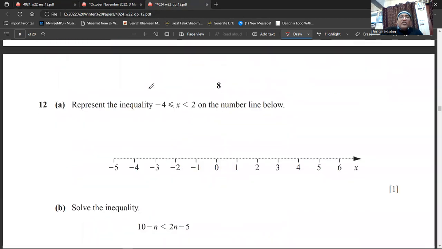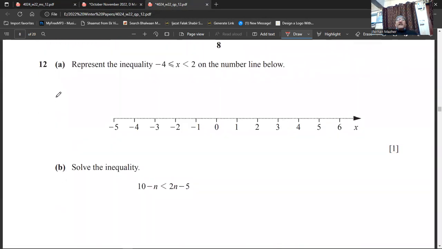Okay. So question number 12, A part, represent the inequality x is equal to or greater than -4 and less than 2. So we have to represent this on the number line. So here, on -4, I will draw a circle and I will shade it. Why I will shade it? Because -4 is included in the answer. And it is less than 2.